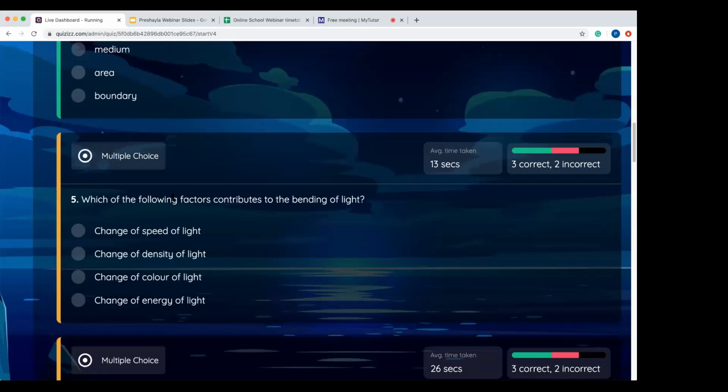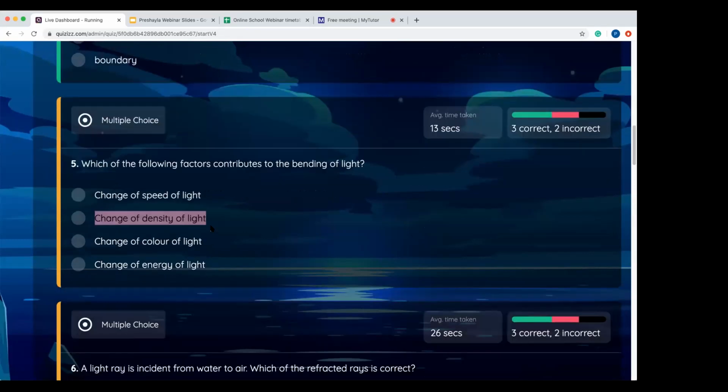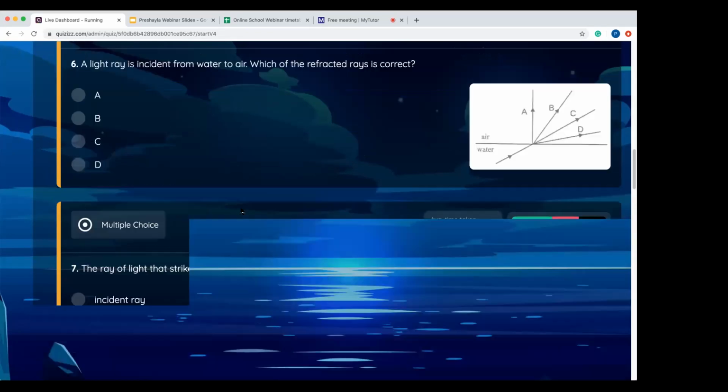Which of the following factors contributes to the bending of light? So that's the change in the density of light, okay? And therefore that results in the change of the speed of light, okay? But it all starts because, sorry, that should be the change of the speed of light. That's a bit of a rubbish question.